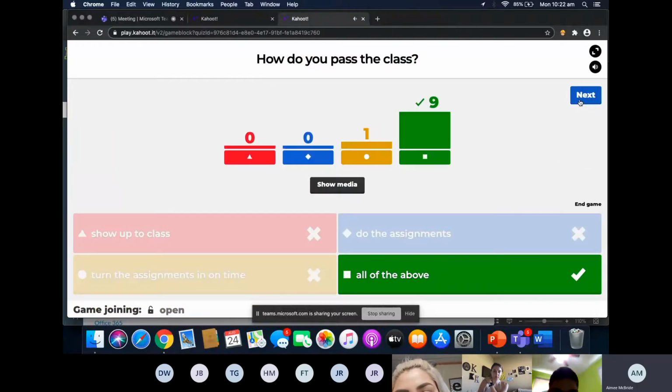Yes, if you do all of those 3 things, you should pass the class. You just have to show up to the class, do the assignments, and turn them in on time, and you should be fine.